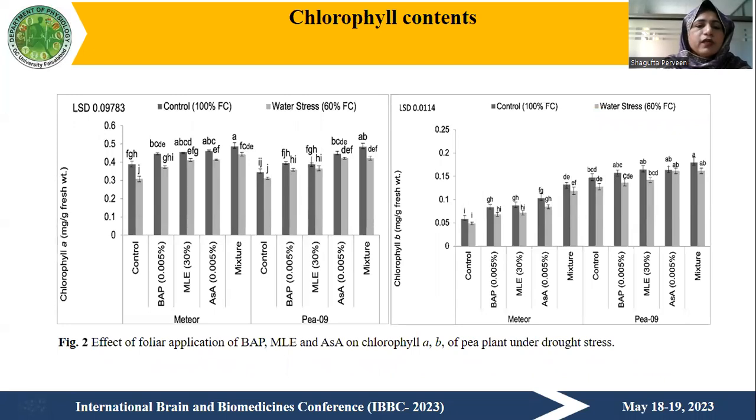Chlorophyll A and B contents significantly decreased under 60% field capacity in both pea cultivars. Of various treatments, BAP, MLE, and ascorbic acid, the mixture of BAP, MLE, and ascorbic acid was more effective in increasing the chlorophyll contents in the pea cultivar P09.